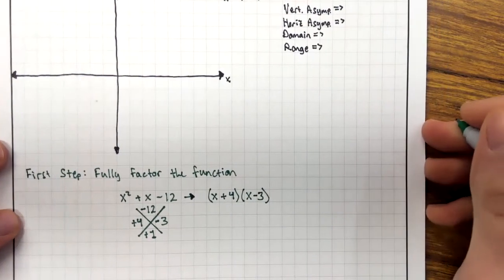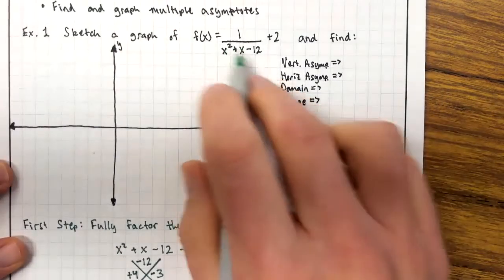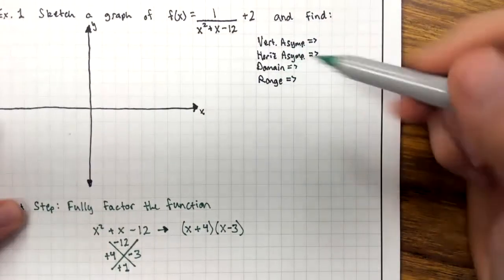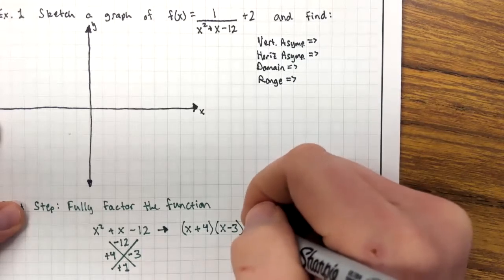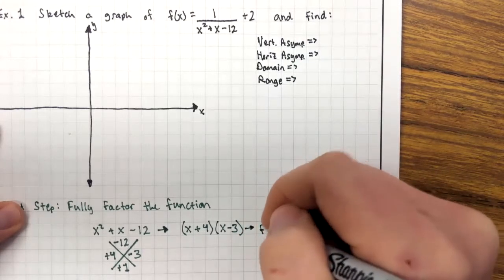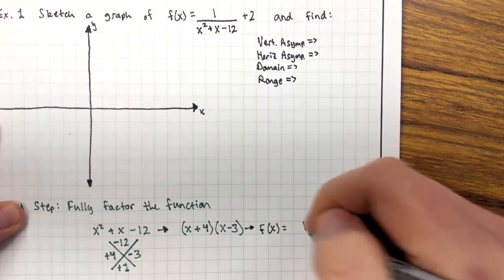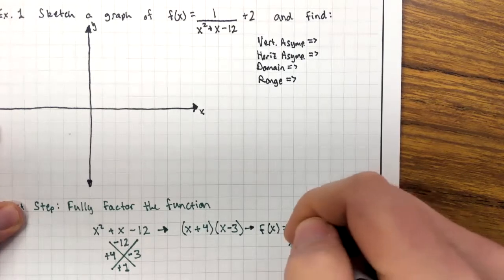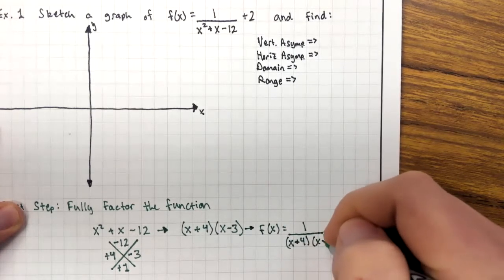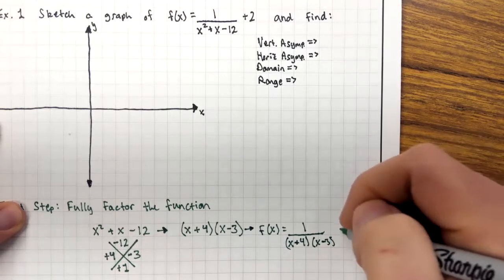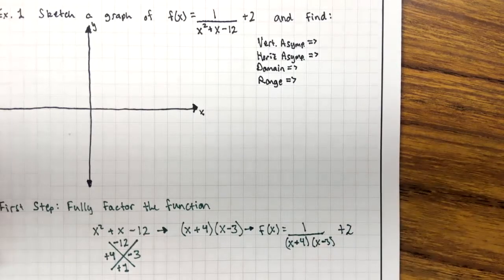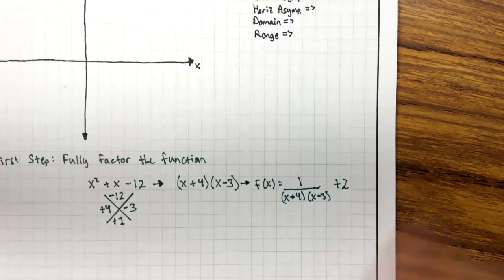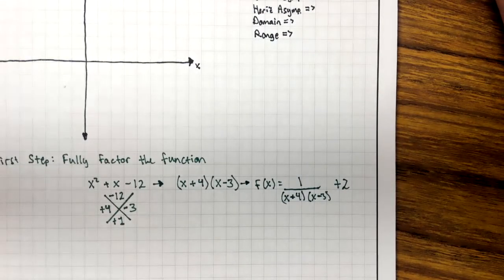Okay, so now that we've factored that bottom piece, this quadratic here, I'm just going to rewrite the function to make it more clear where I'm finding these things. We factored it, so now we can rewrite our function. F of x equals 1 divided by x plus 4 times x minus 3, and then still we have this plus 2 on the end. Okay, fantastic. So when you see a function like this, and it's already fully factored, we're actually ready to start doing some things to it.